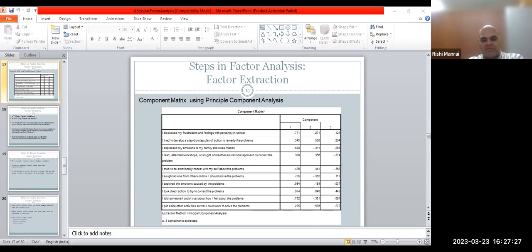So we basically have to check whether a particular item is loaded on one factor or more than one. That is why we do the factor loading.